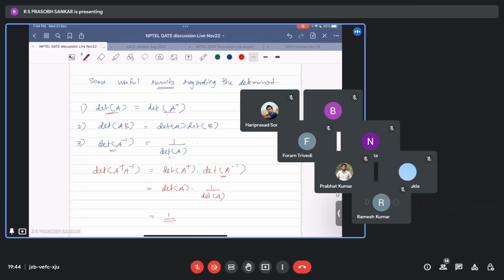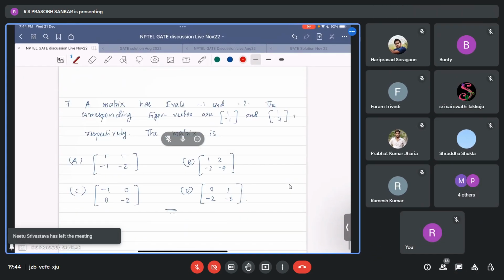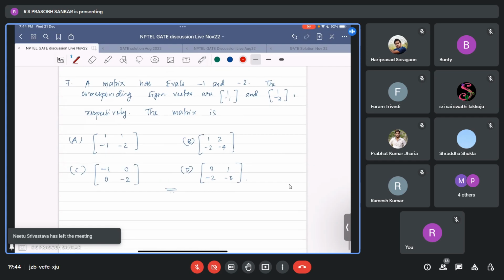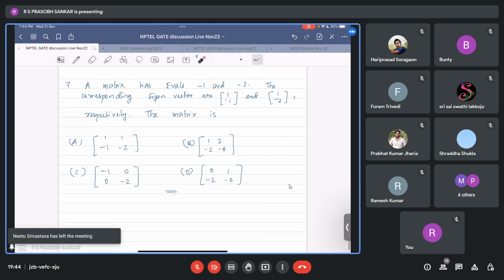Okay, thanks. Let's see. So this question is like this: a matrix has eigenvalues -1 and -2. The corresponding eigenvectors are (1, -1) and (1, -2). So what is the matrix?